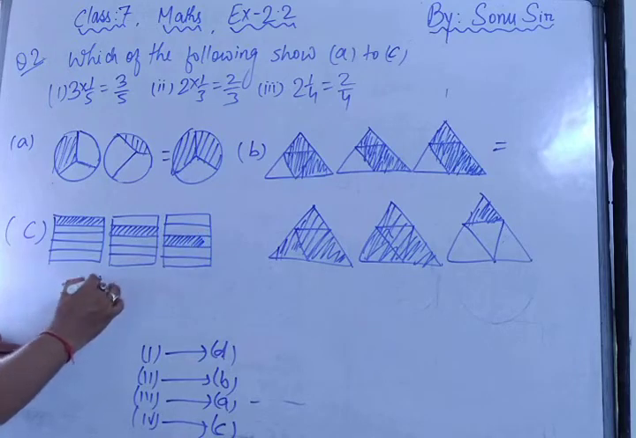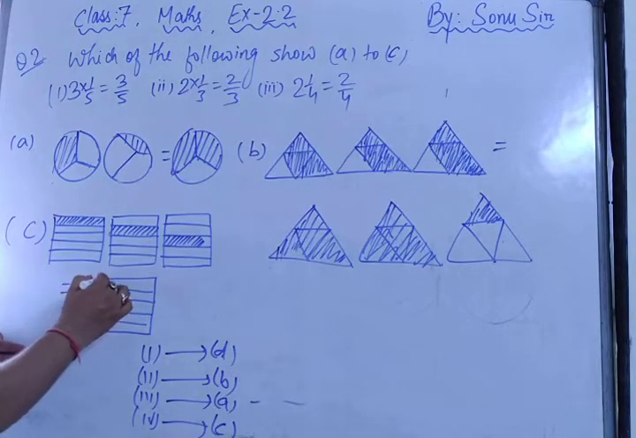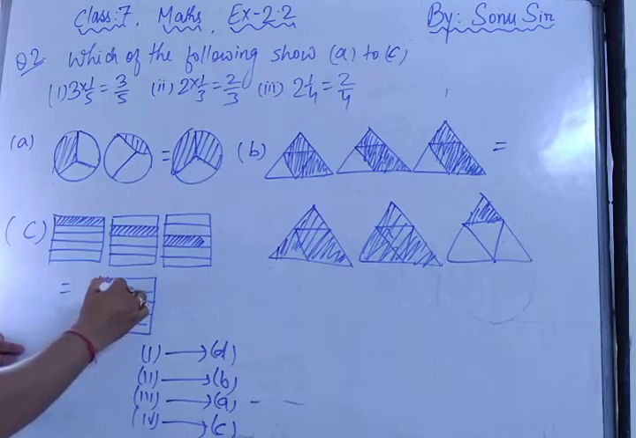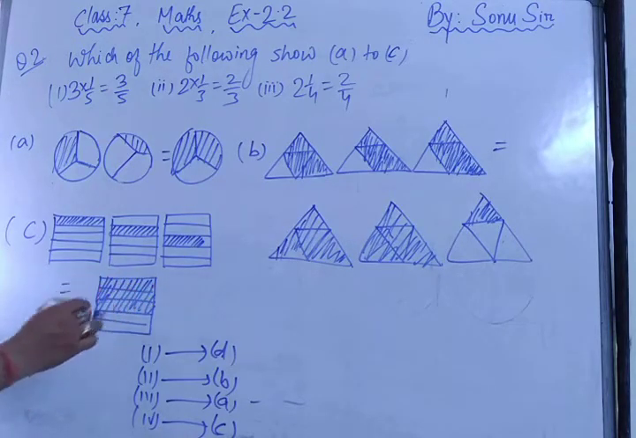It is equal to, again, one square which is divided into 5 equal parts. Out of that, 3 parts are covered: 1, 2, 3. Got it? These are your options.